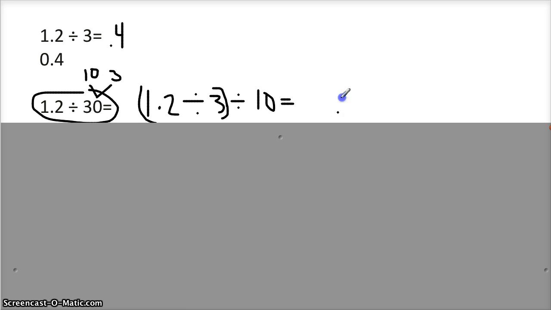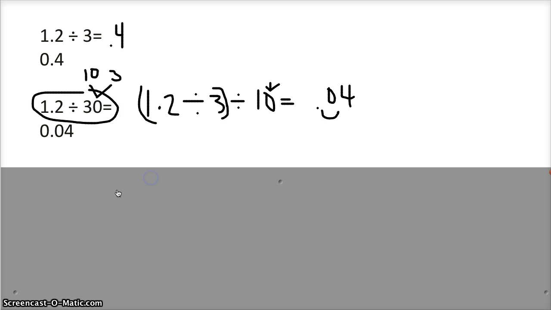So I started out with 0.4. But if I move 1 hop, because there's 1 zero, that's going to go over here. So my answer for 1.2 divided by 30 is just moving my decimal over 1 place, 4 hundredths.